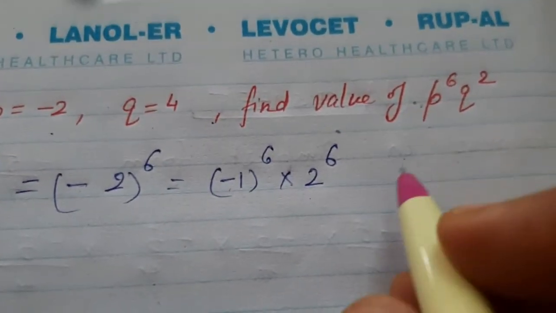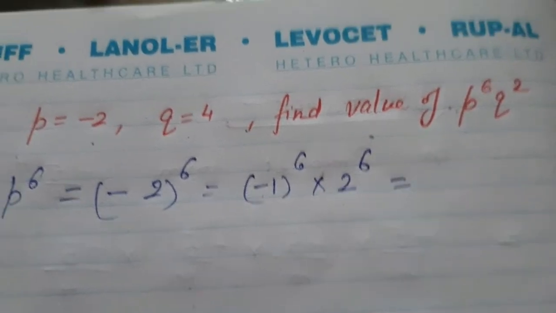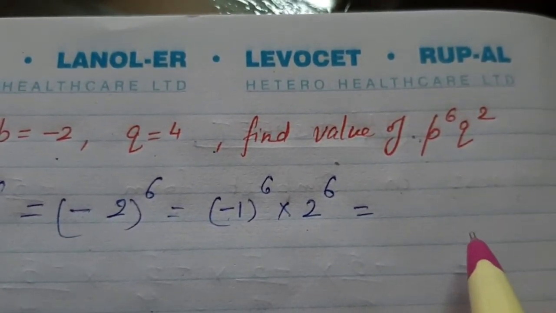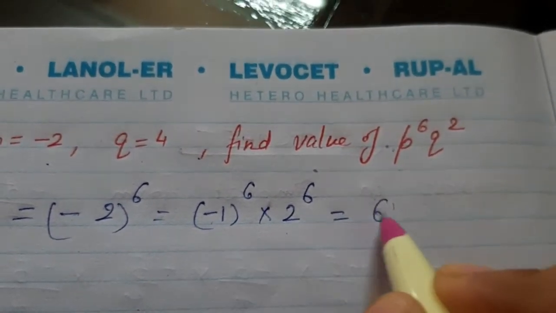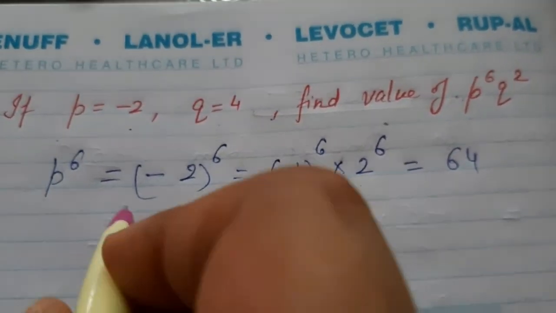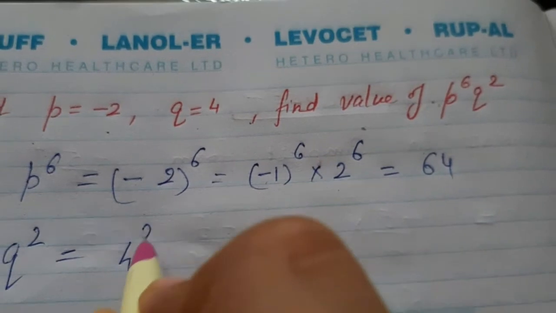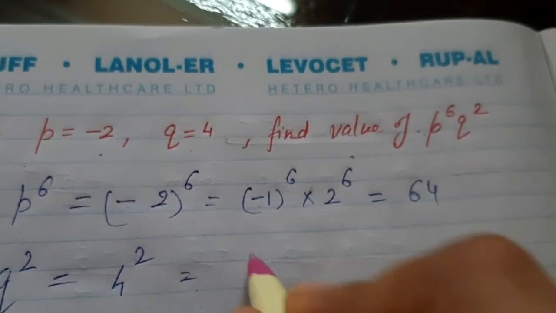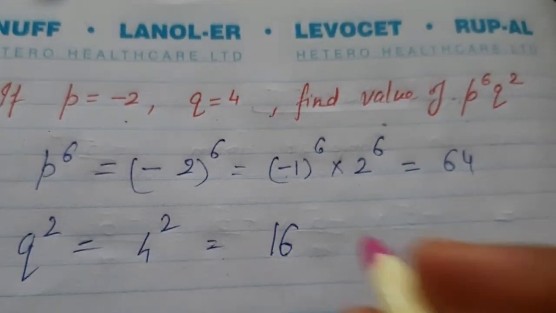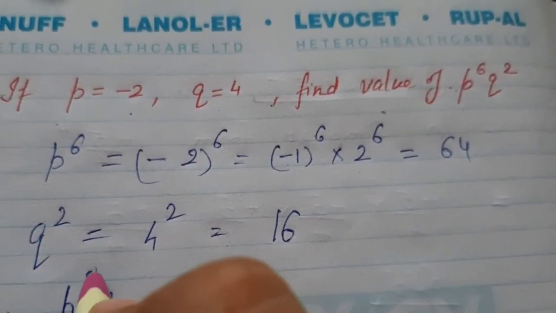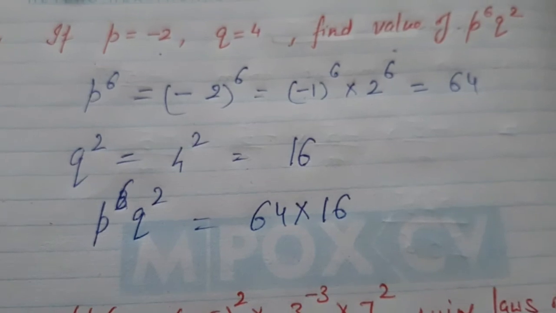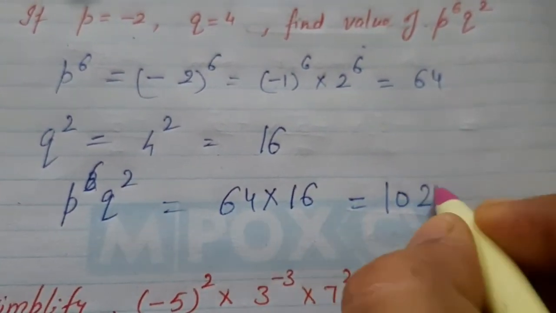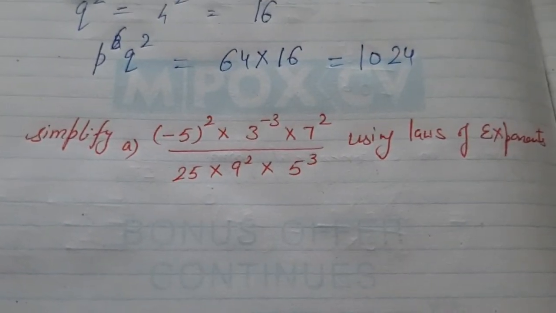So 2 raised to power 6, 2 will be multiplied 6 times. 2 into 2, 4, 4 2s are 8, 8 2s are 16, 16 2s are 32, and 32 2s are 64 here. Next we have to find out Q square. Q is 4 here, so 4 square, that is 16. So now we will multiply it, P raised to power 6 and Q square. It will come out to be 64 into 16. So it comes out to be 1024.